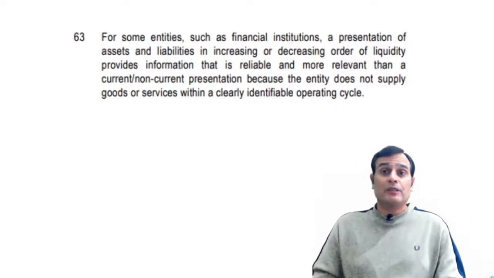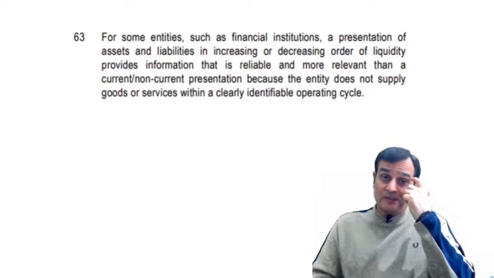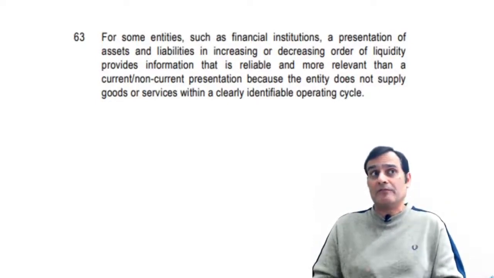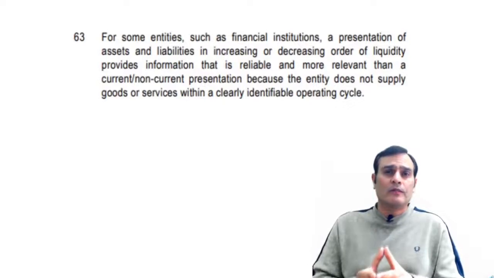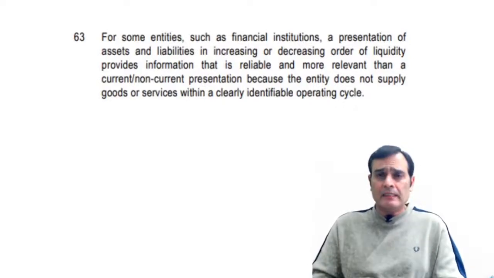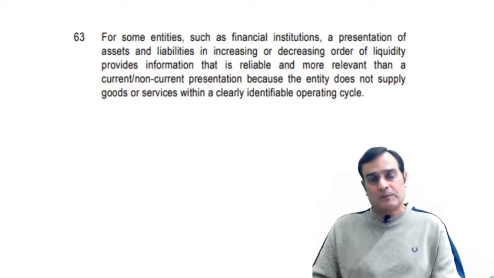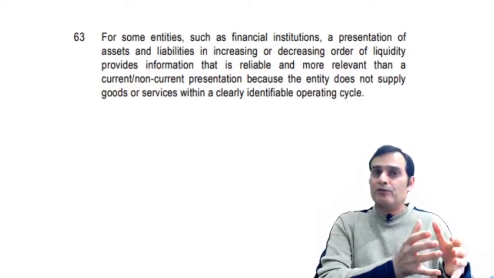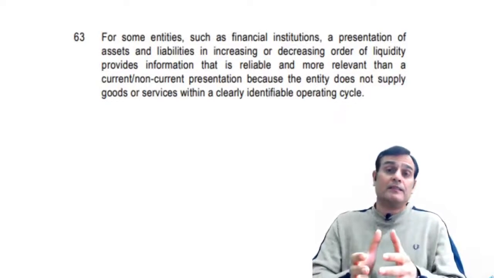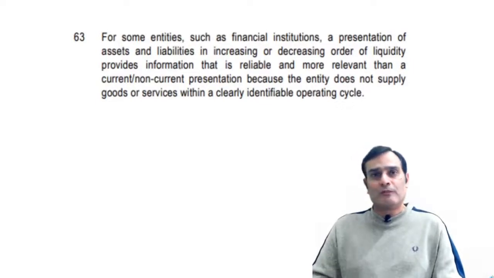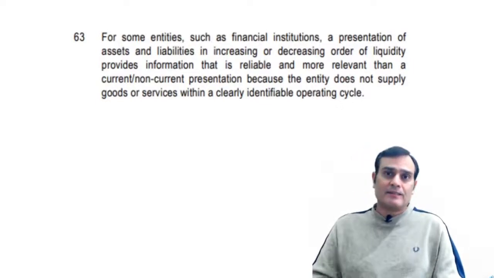Now for a financial institution, the operating cycle may not be clearly identifiable. In those particular cases, the order of liquidity makes more sense. So that is a second kind of presentation. Another question which comes to mind is, is it possible to go for a mixed presentation? One is that you go for current and non-current. The other is that you go in for an order of liquidity. Is it possible to go in for a mixed presentation? And the answer is yes.